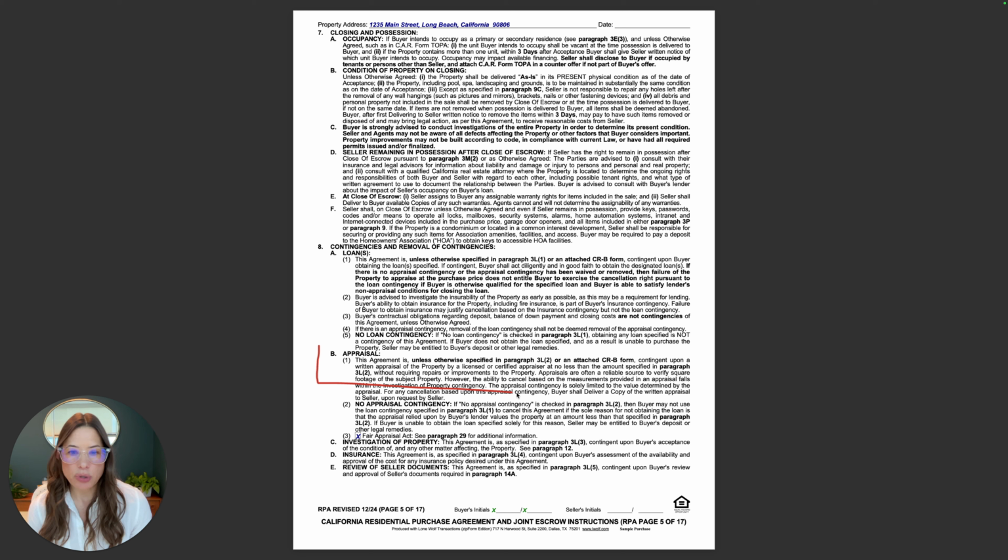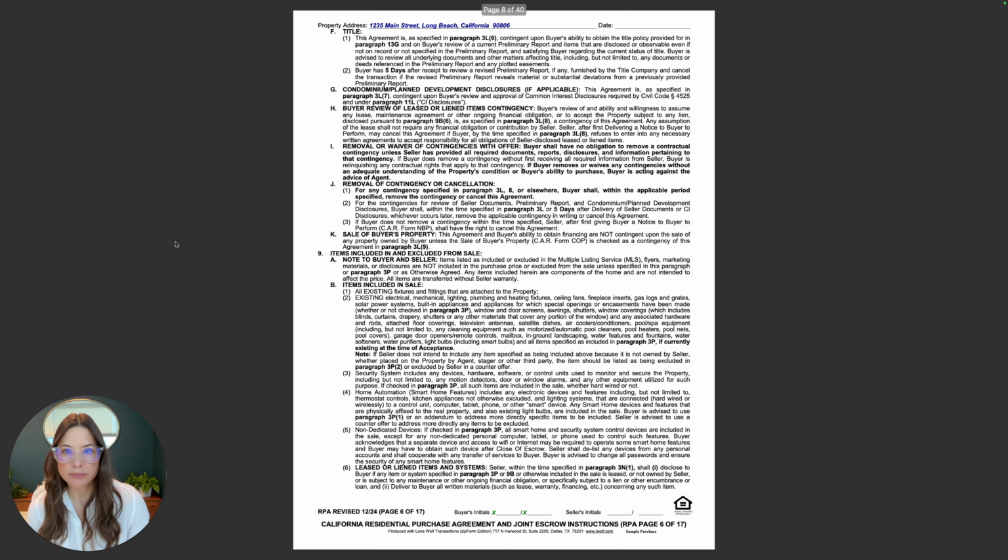This talks about appraisal. We talked about that earlier. This talks about if you waive your appraisal contingency, what that means. We talked about that earlier. We talked about all of this. This talks about some of the other disclosures that you get, that you review. We talked about all this.